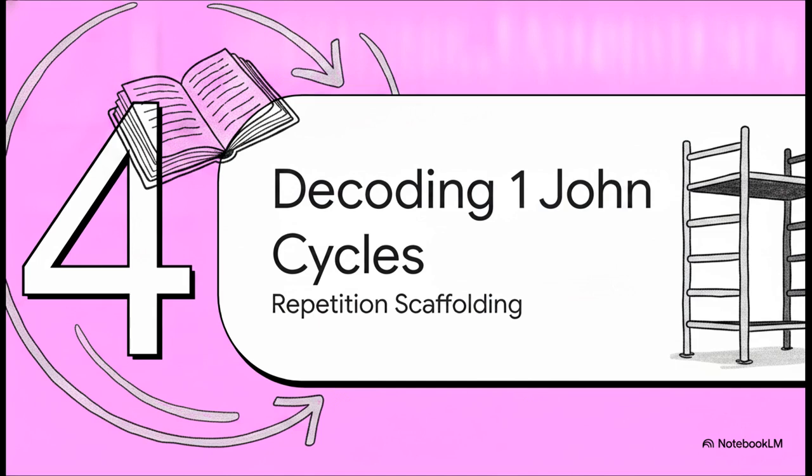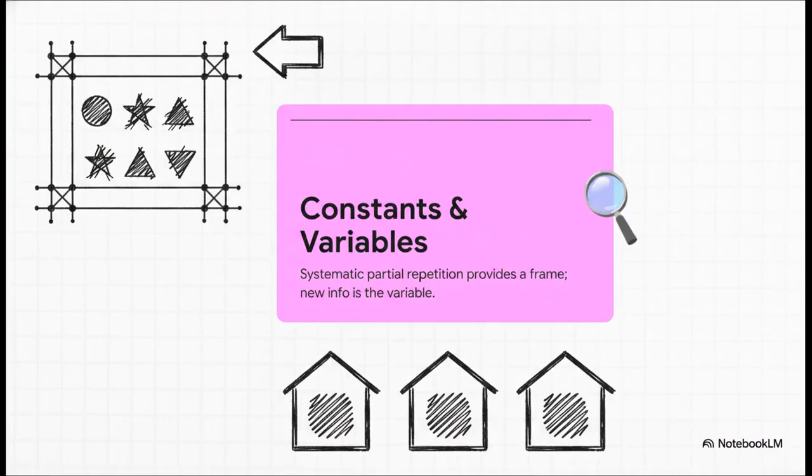Let's apply this to an even tougher text. The Apostle John has a famously repetitive, almost cyclical writing style in his epistles, and frankly, that can really frustrate modern, linear readers like us. To solve this mystery, we turn to Hoey's concept of constants and variables. He explains that systematic partial repetition actually provides a clause constant. Think of it as a structural frame. The new information that gets inserted into that frame is the variable, or the replacement.